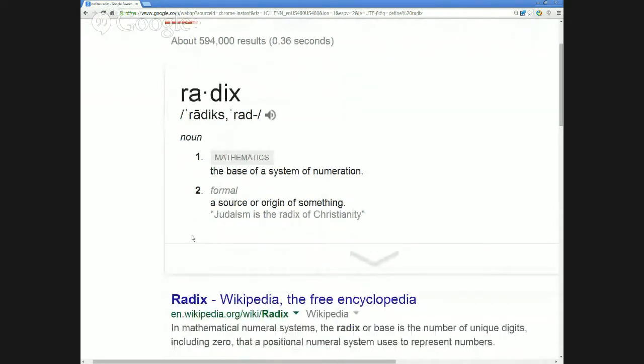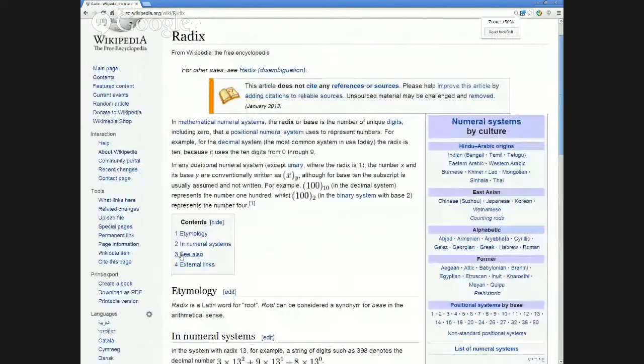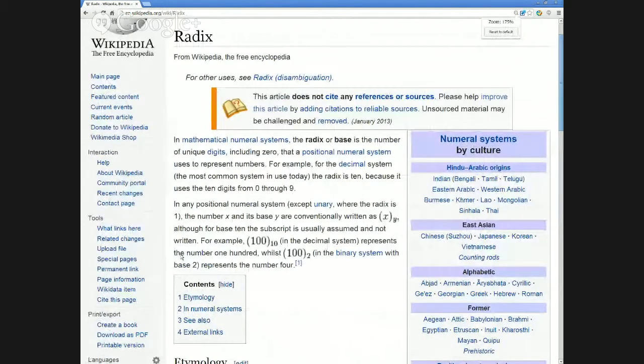Did not expect that. Wikipedia. This is more helpful. The number of unique digits, including 0, that the positional numeral system uses to represent numbers. Why is this fact important to us? Any guesses?